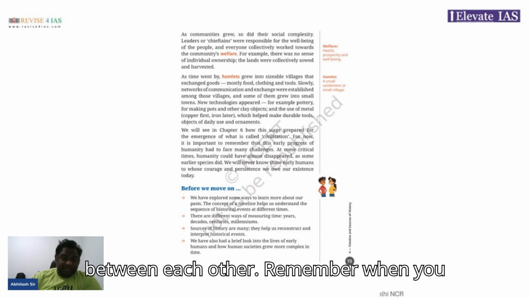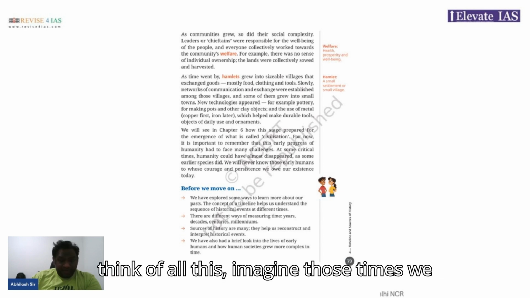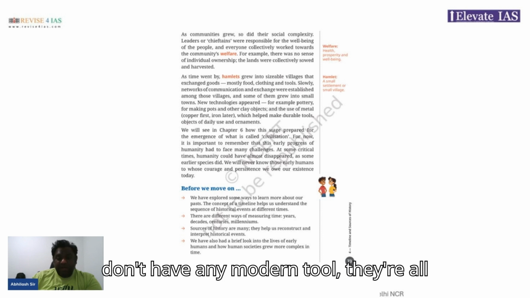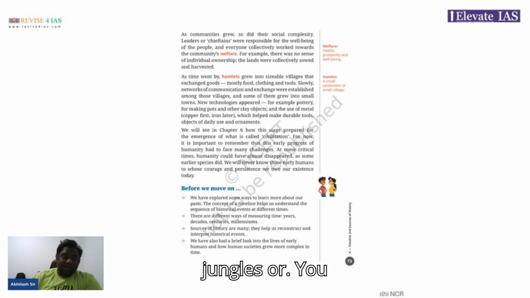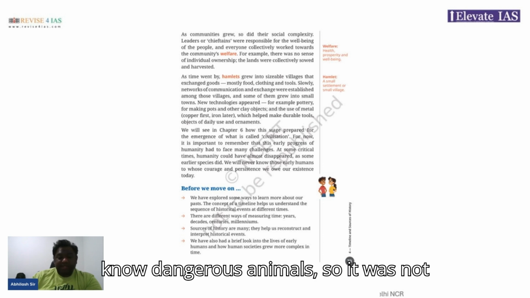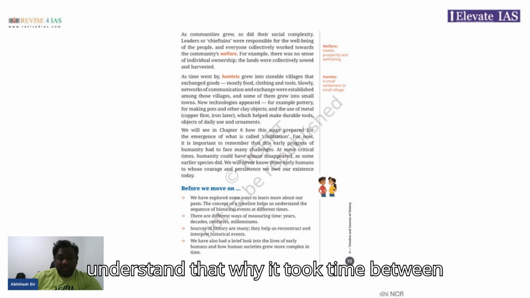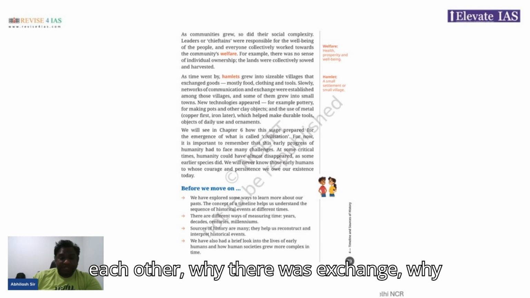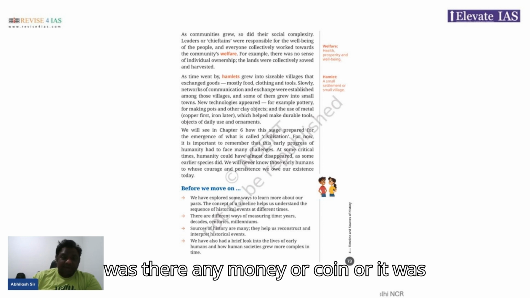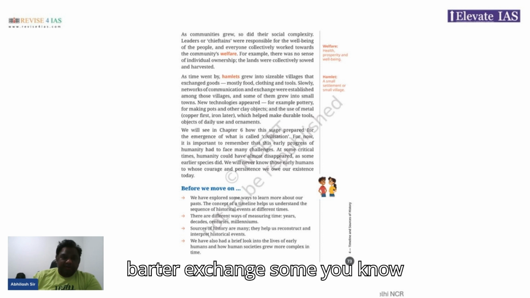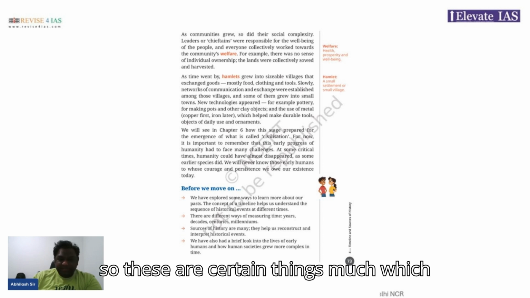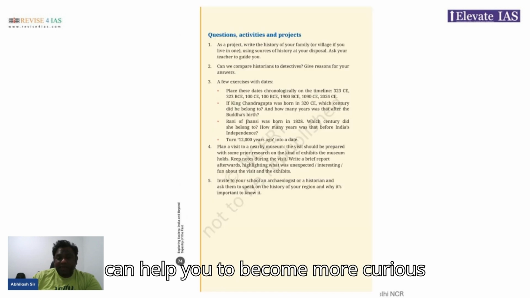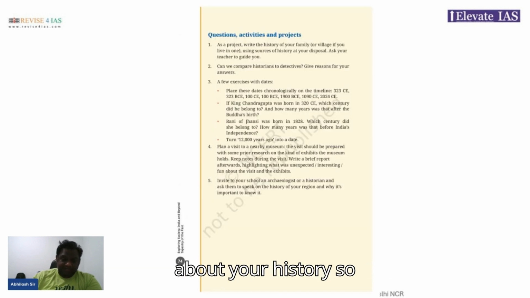Remember, when you think of all this, imagine those times did not have any modern tools. There were all jungles, all dangerous animals. So it was not a convenient era. You have to understand why it took time for two hamlets to get to know each other, why there was exchange, and whether there was any money or coin, or it was barter exchange. These are certain things which can help you become more curious about your history.